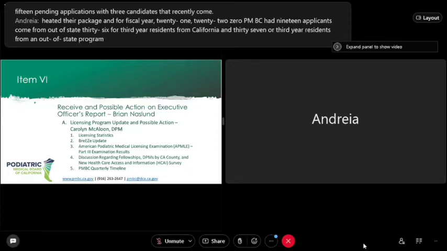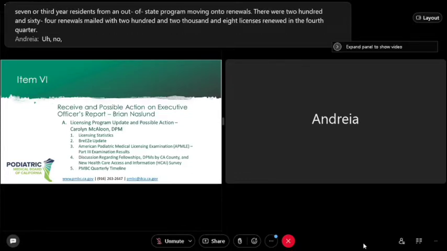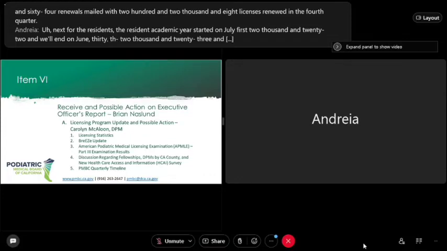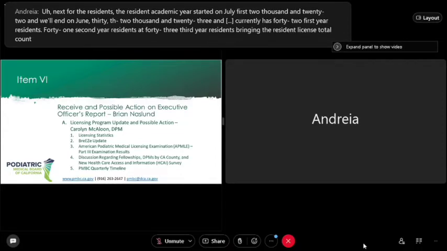Moving on to renewals, there were 264 renewals mailed with 228 licenses renewed in the fourth quarter. Next, for the residents, the resident academic year started on July 1st, 2022, and will end on June 30th, 2023. And PMBC currently has 42 first-year residents, 41 second-year residents, and 43 third-year residents, bringing the resident license total count to 126.